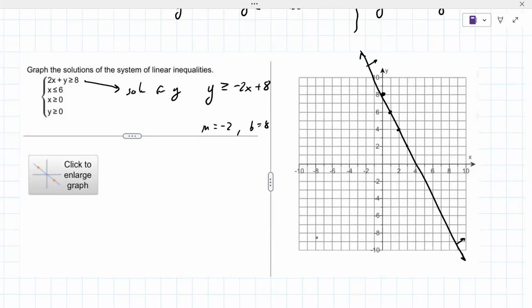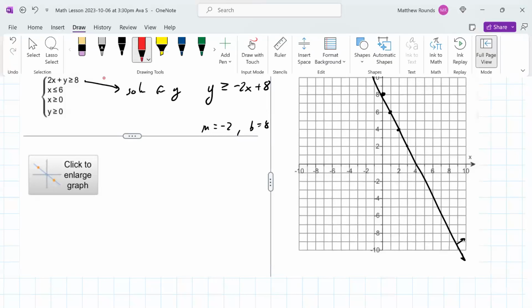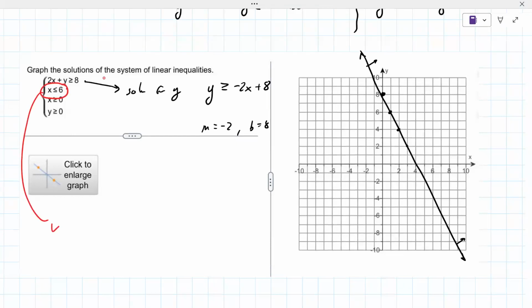All right. X less than or equal to 6. That is a vertical line at 6. And you're shading to the left of it. Less than means to the left. So you can actually kind of see what the region is looking like. It's over here for now.